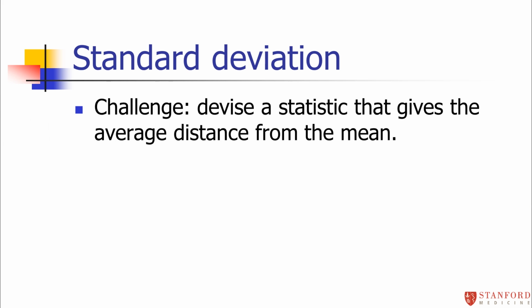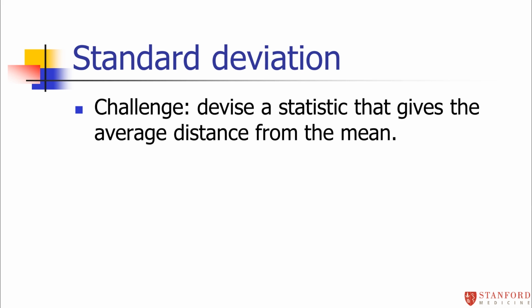My challenge to you is, what if somebody were to ask you to devise a statistic that would give you the average distance from the mean? We want a statistic that tells you what is the average distance of any given observation from the mean. How would you calculate that? How would you come up with a statistic that does that? If you want, pause the video and see if you can think it out.